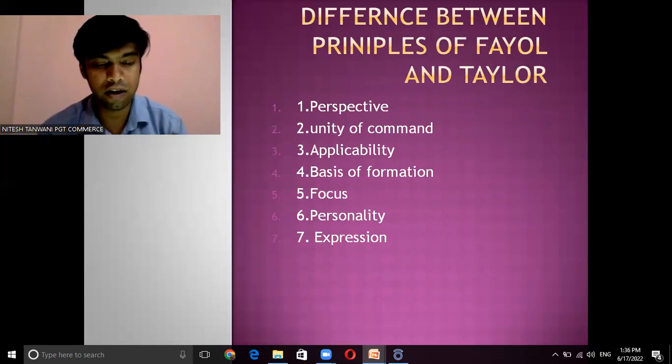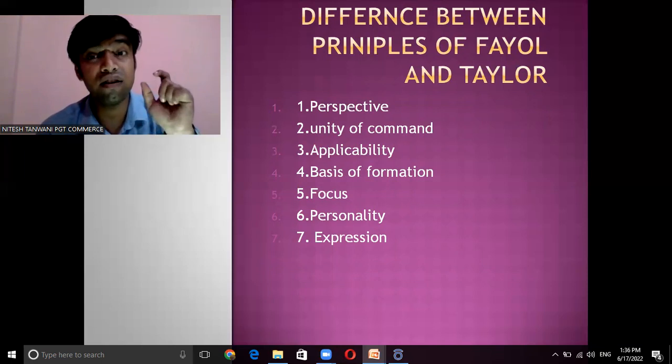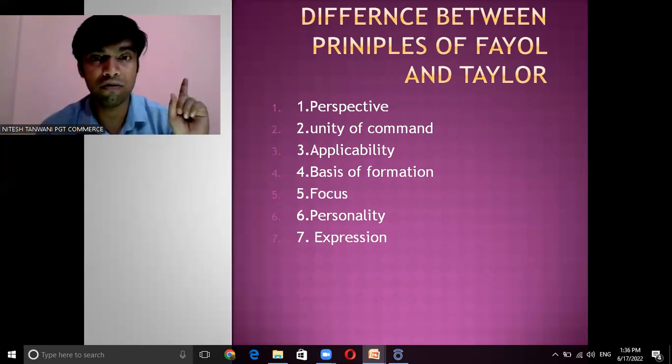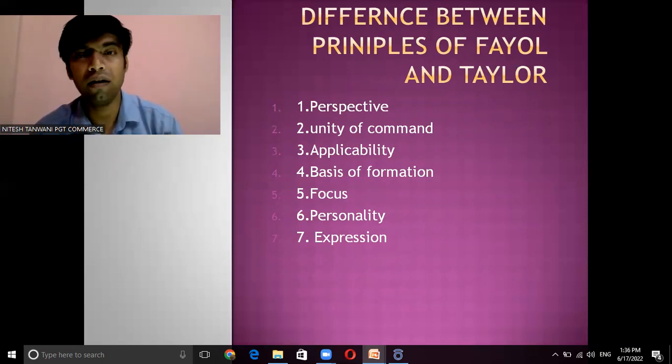If we talk about unity of command, in Fayol the principle of unity of command is strictly followed. Out of the 14 principles, one is unity of command. But in Taylor's principles, unity of command is not there, because Taylor's principles focus only on production. Applicability: Fayol's principles are applied everywhere universally, but Taylor's principles are applied in special situations.